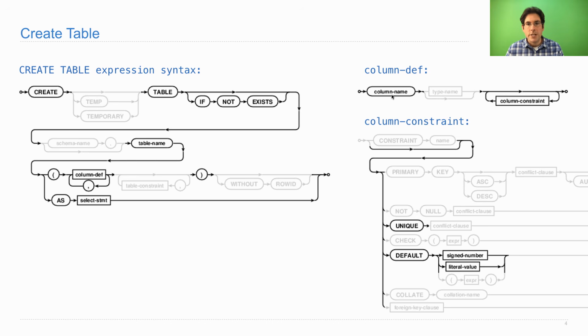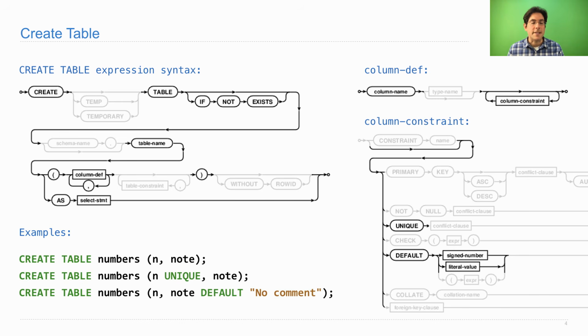A column definition involves naming the column and applying 0 or more column constraints. The only column constraints we'll worry about for this course are that you can say the values are unique, and then an error will be raised if you try to put the same value twice in the column. And you can give a default value to a column, and this default value is used when we insert new values into a column.